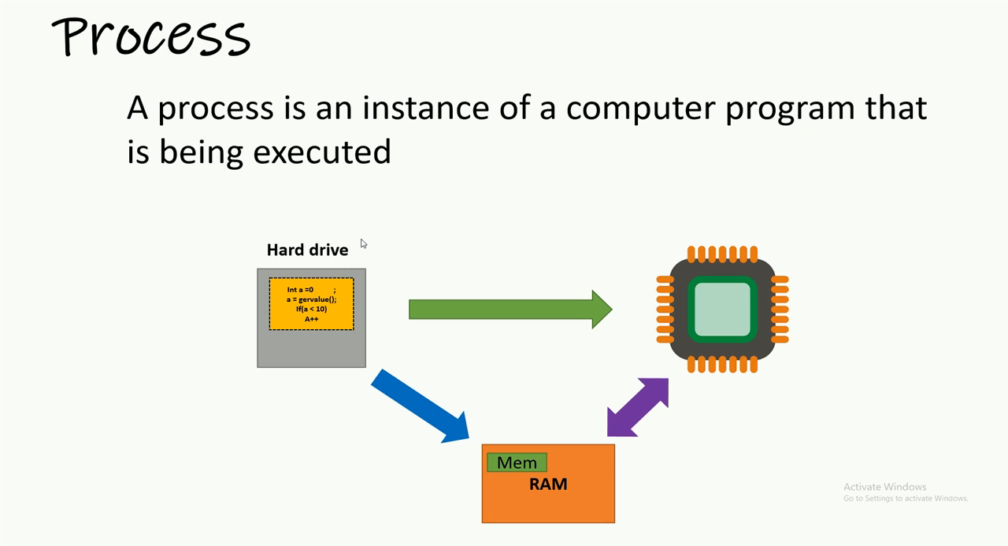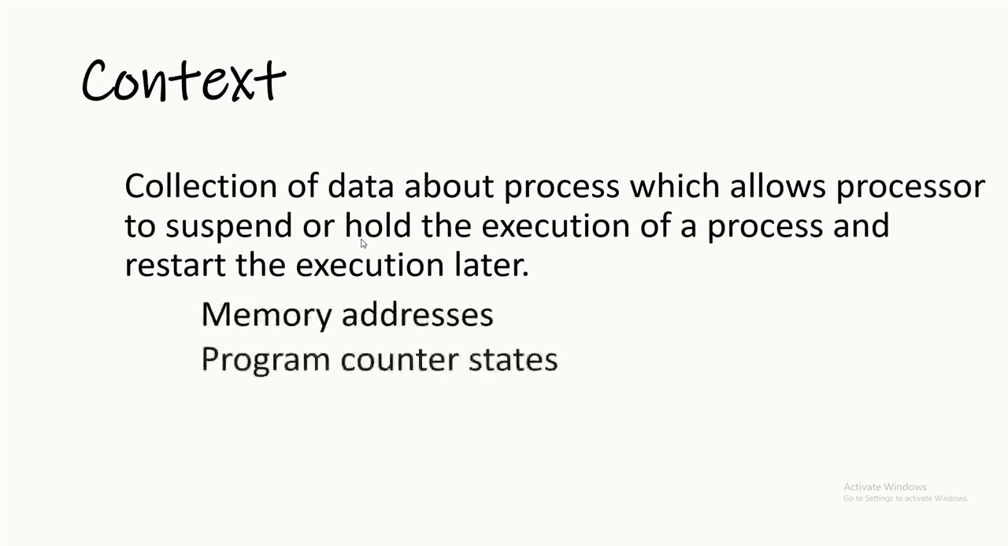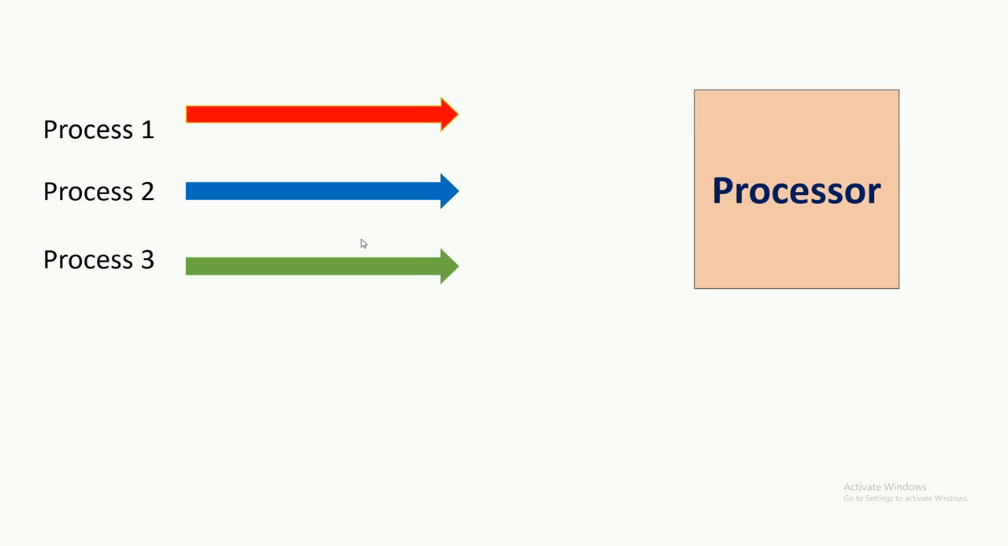Other than the memory and the image of executable code or the instructions, there is an important thing called context also associated with the process. Context refers to a collection of data about the process which allows the processor to suspend or hold the execution of a process and restart the execution later. Memory addresses and program counter states are some of the data contained in the context. When running multiple applications or processes simultaneously, if we have only a single core processor, that processor will execute instructions of these processes in round-robin fashion.